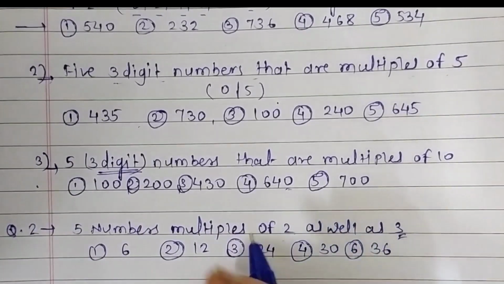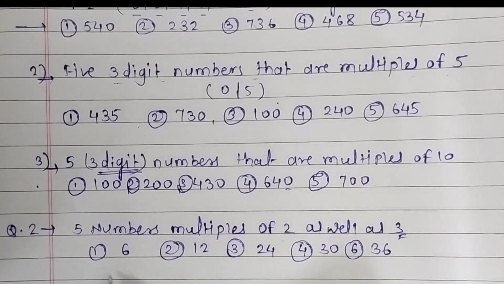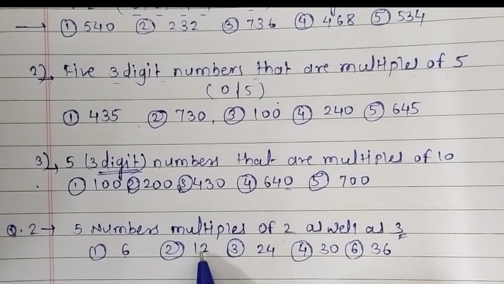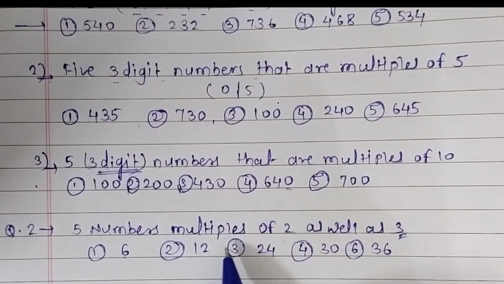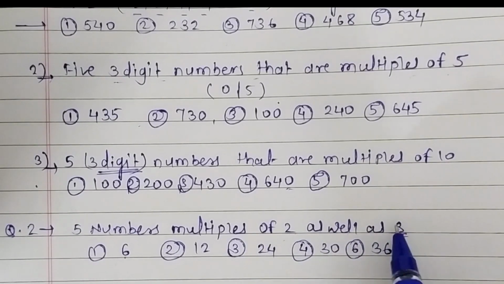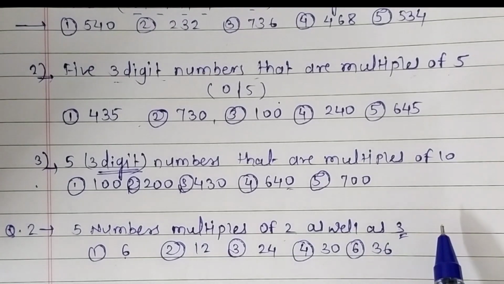And the last one is 36. These are the numbers which are multiples of 3, and also multiples of 2, because they have 2, 4, 0, 6 in the unit place of that number, and also they are divisible by 3. 3 twos are 6, then 3 fours are 12, 3 eights are 24, and 3 twelves are 36.